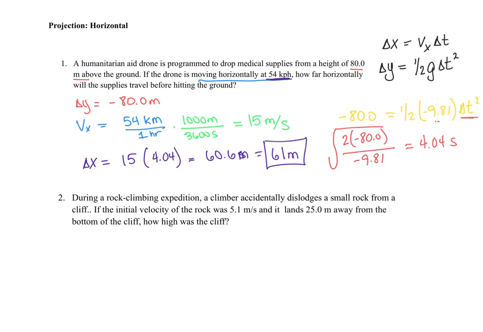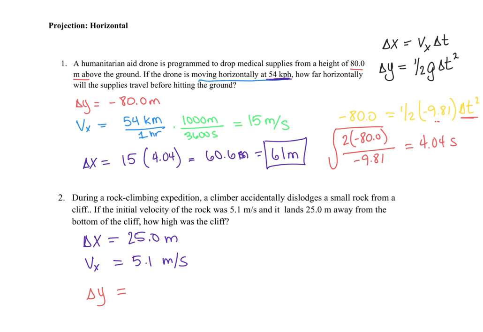So for this next one, during a rock climbing expedition, a climber accidentally dislodges a small rock from a cliff. If the initial velocity of the rock was 5.1 meters per second and it lands 25 meters away from the bottom of the cliff, how high was the cliff? So in this case, we actually know change in x, which is 25 meters away. We also know the initial velocity of x, which was 5.1 meters per second. What we do not know and what we want to know is the change in y, because the absolute value of that change will be how high the cliff was.